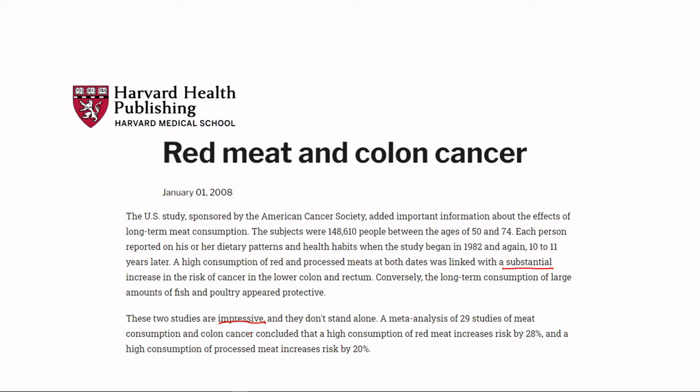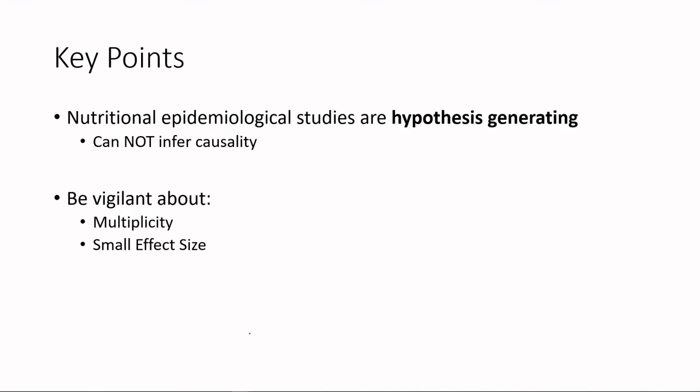Keep this in mind when your patients ask you about the latest headlines regarding that eggs are good for you or bad for you, or whole grains are good for you or bad for you. These headlines most likely came from epidemiological papers, which are only hypothesis generating. Key points to remember from this talk is that epidemiological studies are hypothesis generating and you cannot infer causality, especially from these types of low absolute risk data. Additionally, for this study in particular, we have to be concerned about multiplicity when we compare the numerous exposures and outcomes and the small effect size as demonstrated by the number needed to treat.